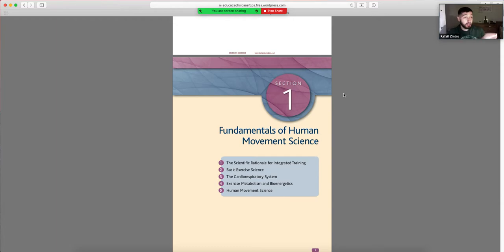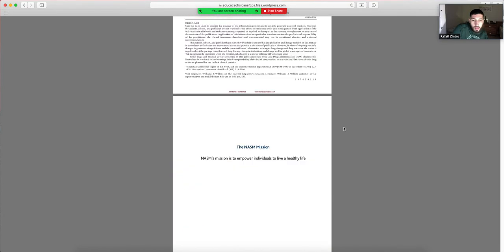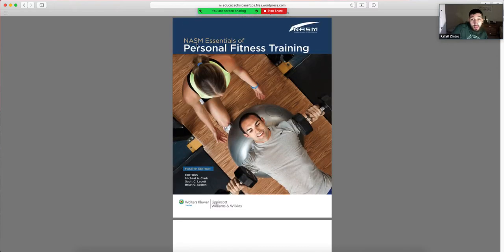What we will be talking about today is the fundamentals of cardiovascular training. Now, this is going to be a series I'm going to be doing on the book, which I'll show you right now if I can just scroll back real quick, which is called the NASM Essentials of Personal Fitness Training. So a really good book when you get into personal training.